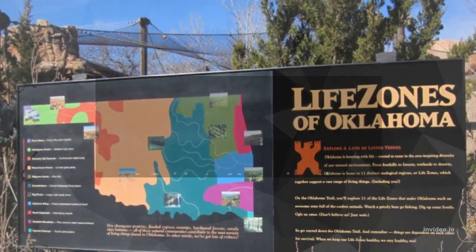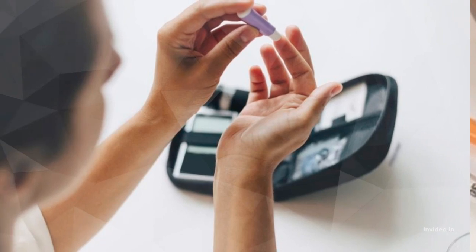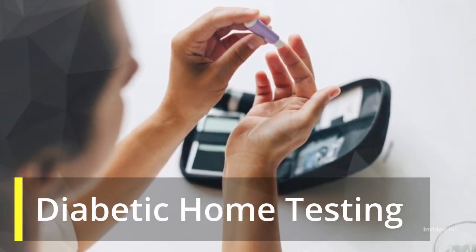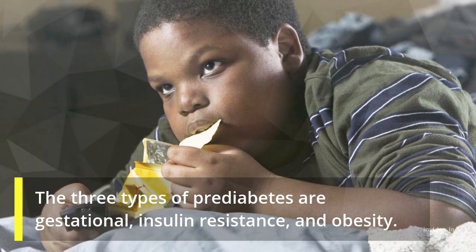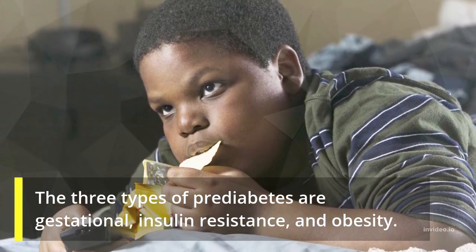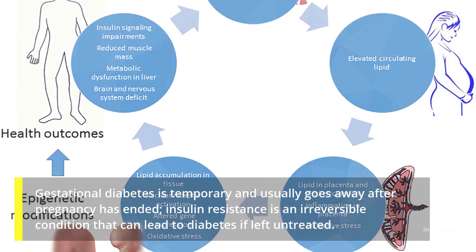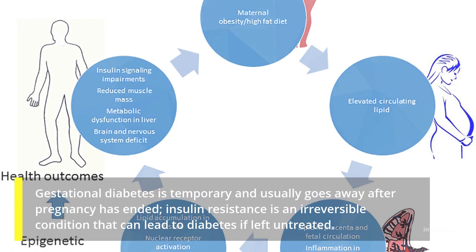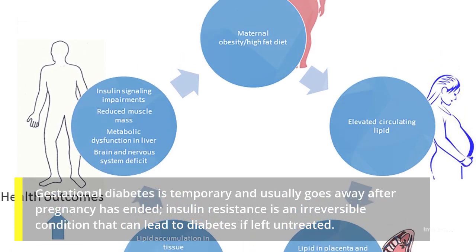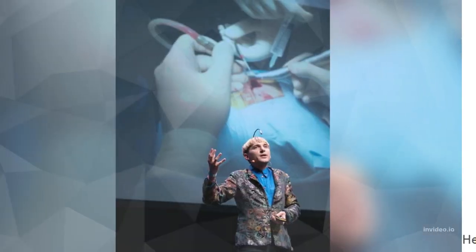A guide to managing the disease and steps to take for preventing diabetes. Diabetic home testing. The three types of prediabetes are gestational, insulin resistance, and obesity. Gestational diabetes is temporary and usually goes away after pregnancy has ended. Insulin resistance is an irreversible condition that can lead to diabetes if left untreated.